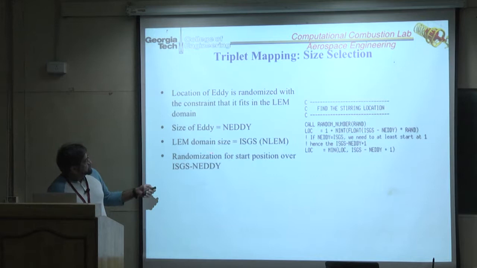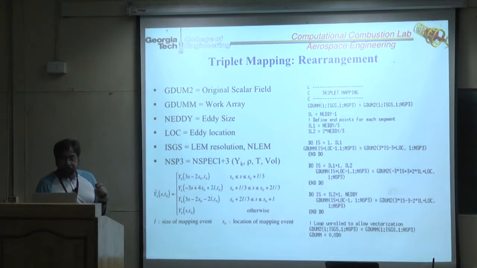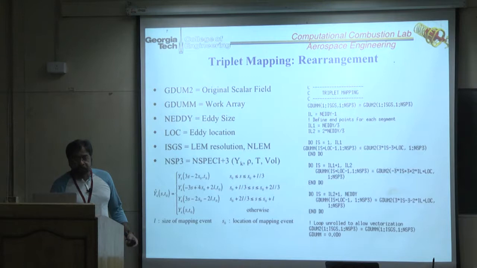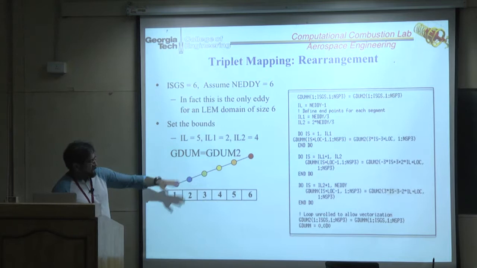This is the mapping cycle. The entire stirring triplet map is only 6 lines of code. It's only 6 lines of code, because what it does is a very simple thing. So here's an example of what it does. I'll let you look at the code later.